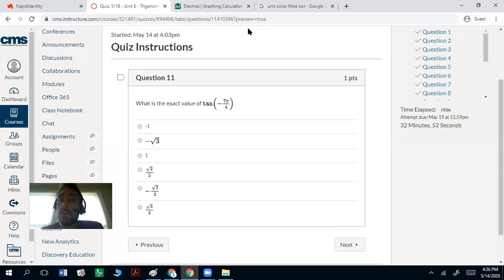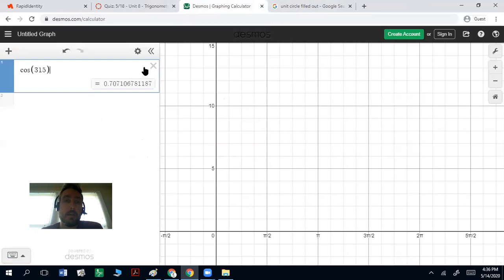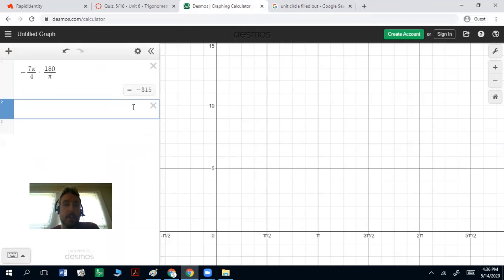So the first thing I would do is convert negative 7 pi over 4 into degrees. Negative 7 pi over 4 I can get by doing negative 7 pi divided by 4 multiplied by 180 divided by pi, and that's negative 315 degrees. That's a negative. I want that to be between 0 and 360, so I'm going to add 360 to that, and that's going to give me 45 degrees.